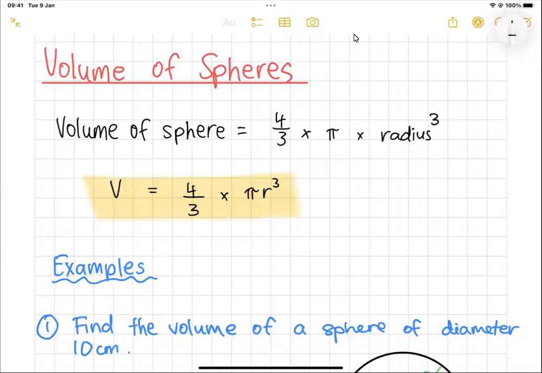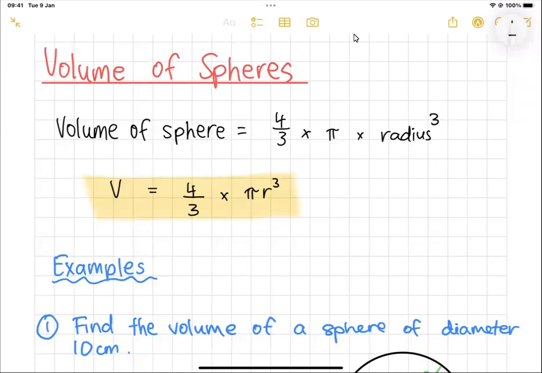Welcome. This is our fourth video on surface area and volume as our topic. Today we are going to be focusing on the volume of spheres.